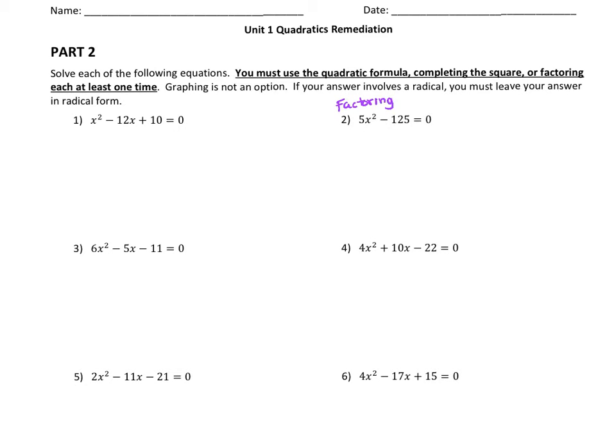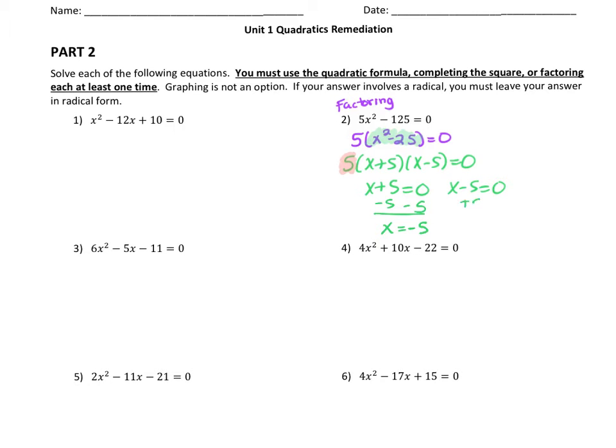And I can see that I can solve by factoring because I have a GCF of 5. And then after I take out that GCF of 5, I can see that I have x squared minus 25, which is a difference of squares. So that'll factor into x plus 5, x minus 5. Now to solve, I'm going to set each of my factors equal to 0. This 5 in front does not affect my solution, so I don't need to worry about that. And so I get x equals negative 5 and x equals 5.